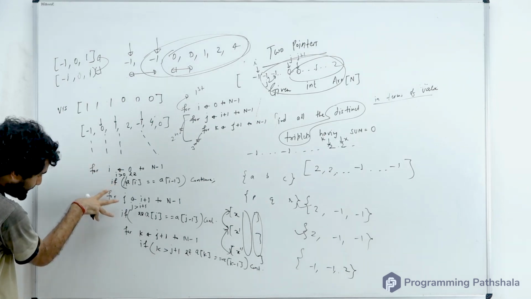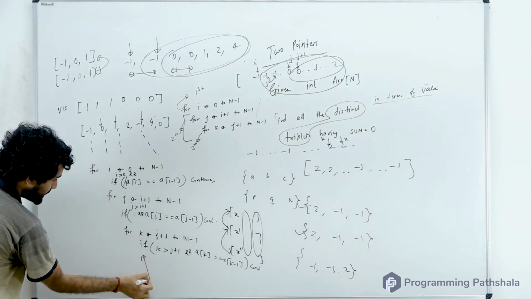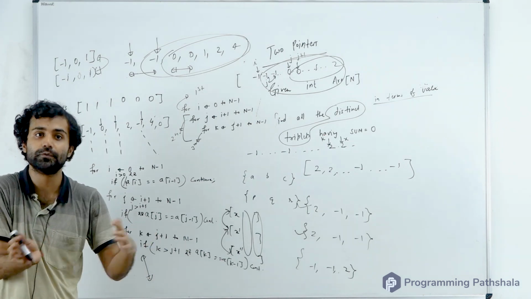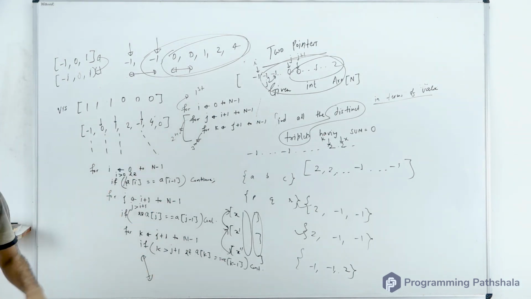Only if all these three checks pass will you consider ai, aj, ak and their sum, and if their sum is 0, then you would want to print it out. So this way, without using any map or set, I have got my job done.